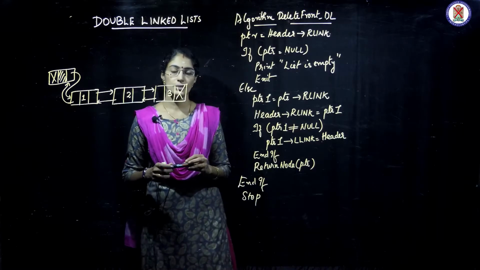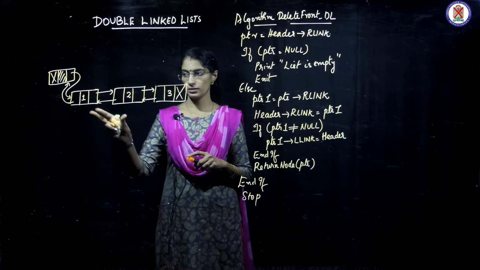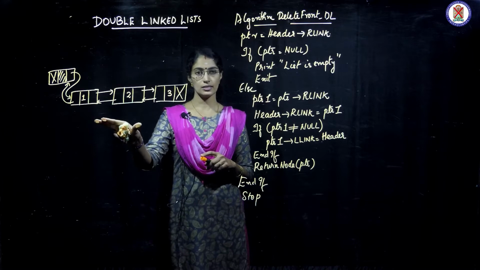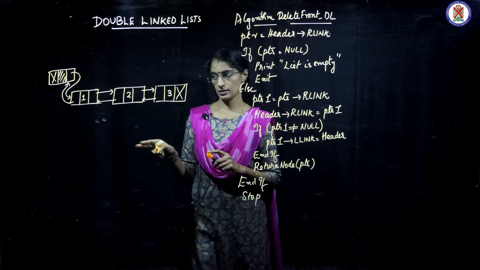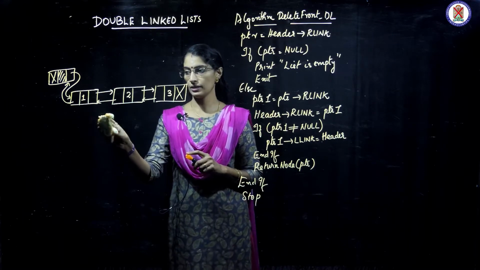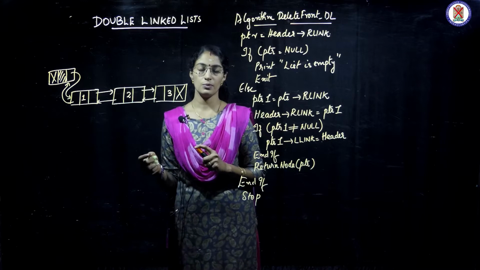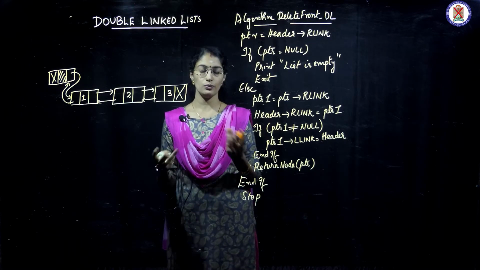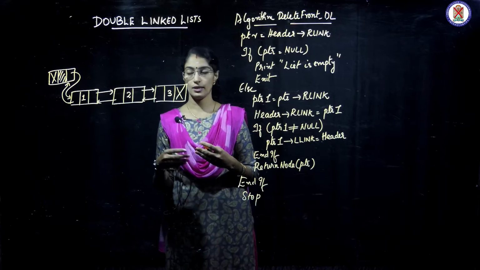The first algorithm in deletion is deleting at the front. That is, you are deleting the first node in an already existing linked list. Suppose the linked list does not exist, naturally you have to give a message that the list is empty. How do we know that the list is empty? You are deleting from an empty linked list.